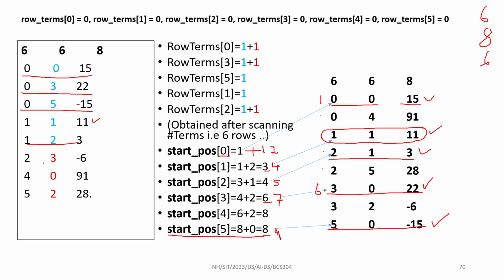starting position of 3 is 7. In the 7th place you put 3 2, that is the purpose. Now this becomes 8. After putting the value, increment it. Next, starting position of 0, that is 2. In the second place you put the value after reversing.